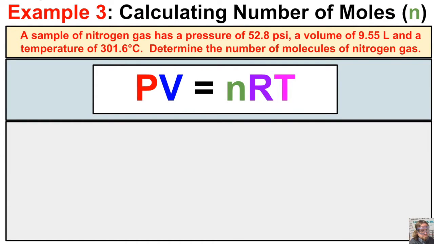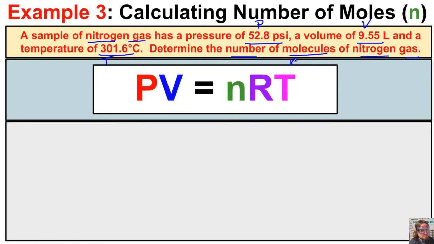In this third example, it says a sample of nitrogen gas has a pressure of 52.8 psi, a volume of 9.55 liters, and a temperature of 301.6 degrees Celsius. We need to determine the number of molecules of nitrogen gas. So if we take a look here, we have a sample of nitrogen gas. Its pressure is this right here. Its volume is this right here. Its temperature is this right here. And what we need to figure out is the number of molecules.